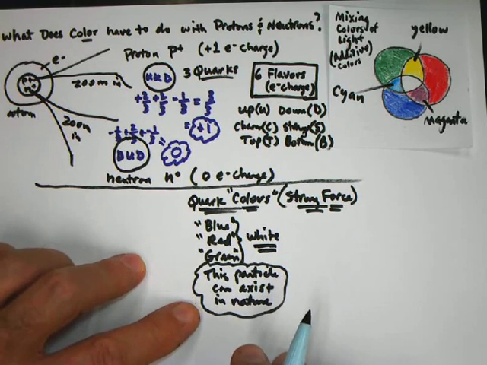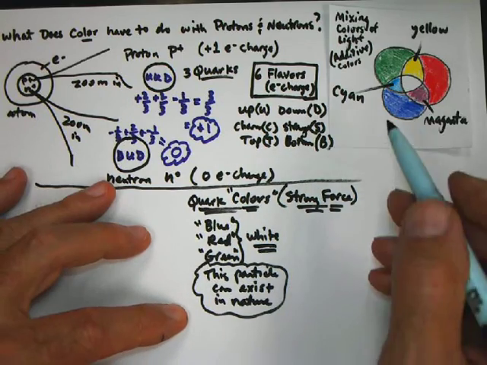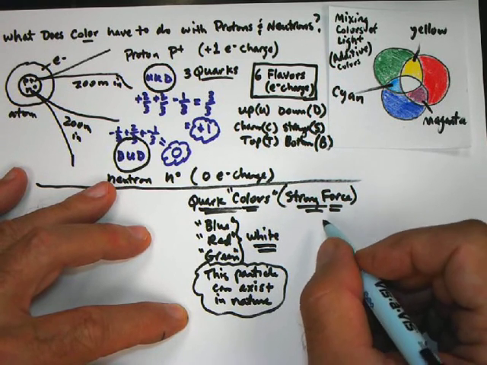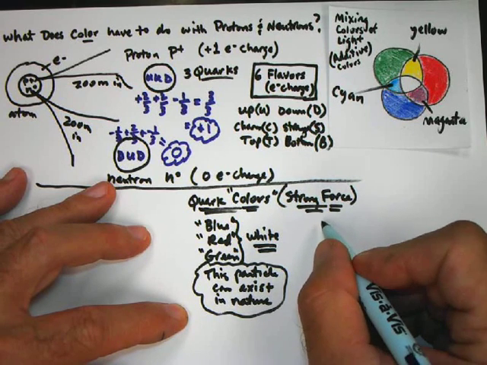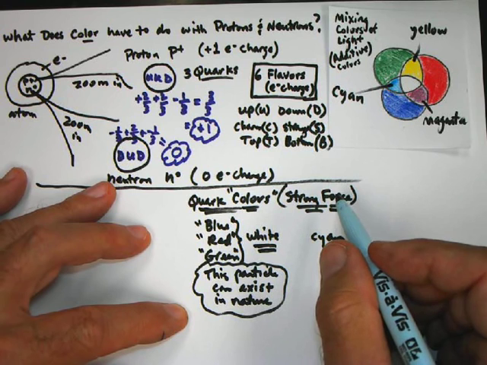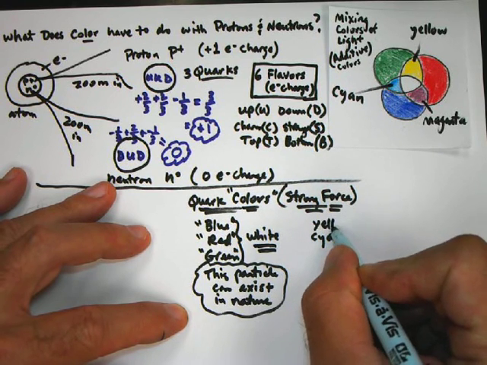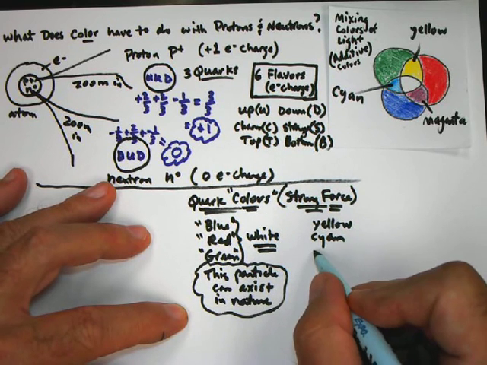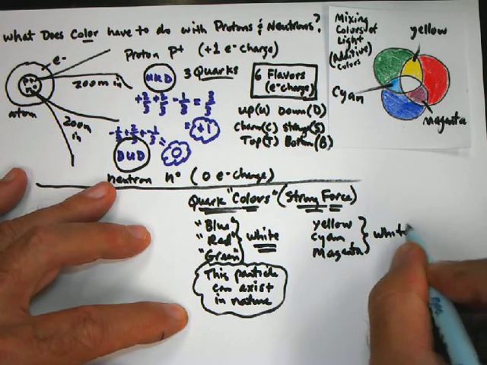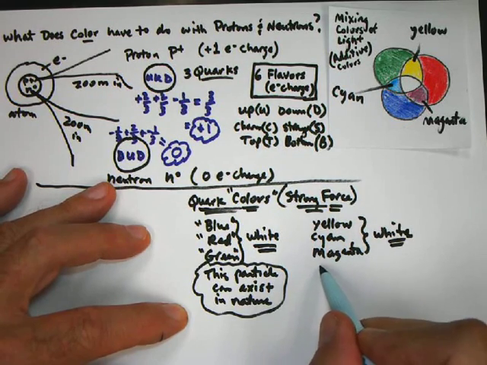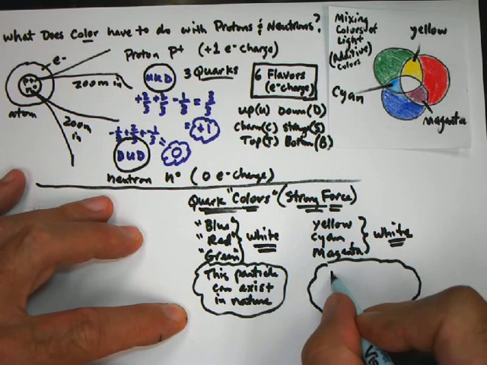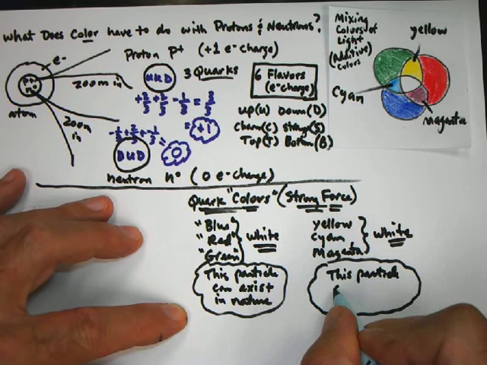Another possibility would be if we take cyan, yellow, and magenta. If an antiquark, let's say, is cyan, okay, and we have another antiquark which would be, let's say, yellow, and another antiquark, let's say, which would be magenta. Those three also, if we look at the colors, would mix together to form white light. And in the same line of thinking, inside a subatomic particle, if you have these three quarks with those color combinations, this particle can exist in nature.